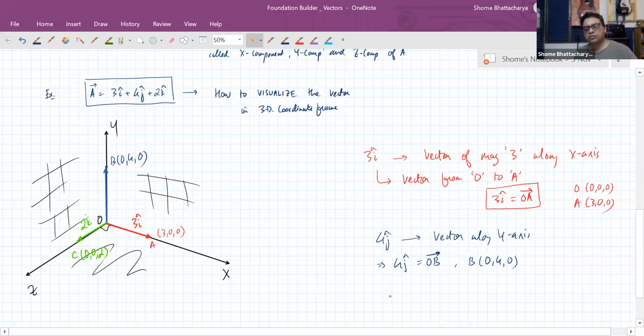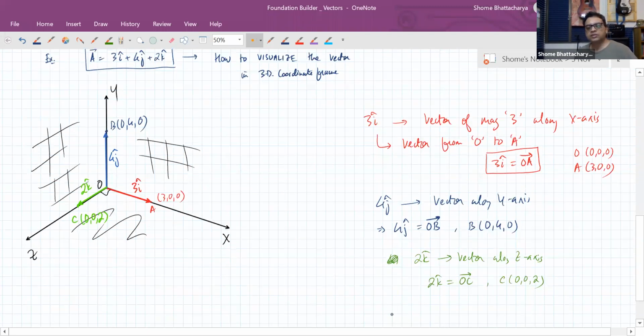So likewise, 2k cap is a vector along the z axis. So in my diagram, I'm representing that 2k cap as the vector OC from the origin to the point C, where C's coordinates are 0, 0, 2. Okay. Now, in comparison to all this, what is my vector A? My vector A itself is the sum of these. My vector A is the sum of 3 I cap, which I have shown here as this vector, plus 4j cap, which I have shown as the vector OB, plus 2k cap, which I have shown as the vector OC.